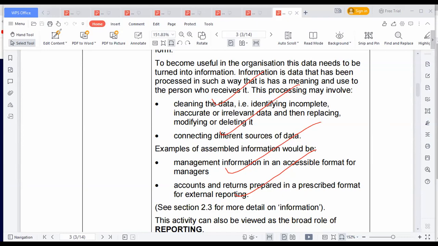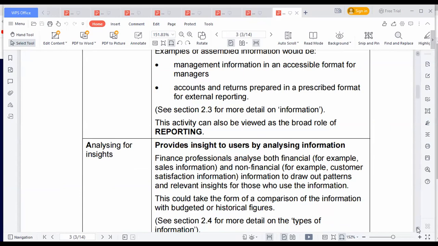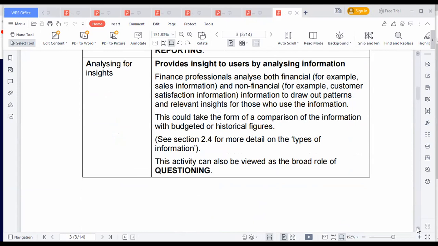Okay, so now the next aspect that we need to look at is analysis for insight. Remember, we are going through the framework. Assembled information, we have done that. Now we are doing analysis for insight. Now, what is to analyze? What are we analyzing, and what are we trying to achieve? We want to provide insight for the users by analyzing the information.